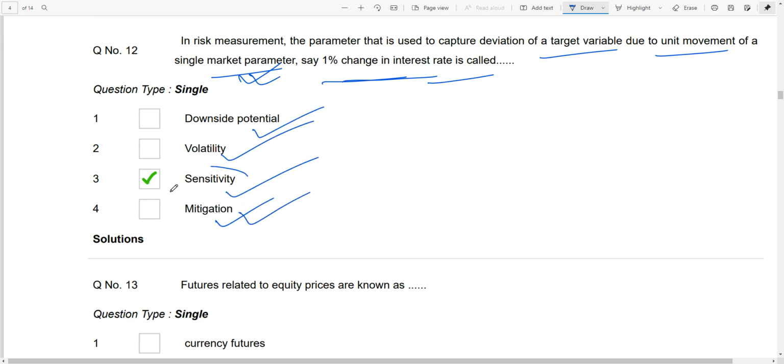So the correct answer is sensitivity. In risk measurement, the parameter that is used to capture deviation of a target variable due to unit movement of a single market parameter, say 1% change in interest rate, is called sensitivity. Okay.